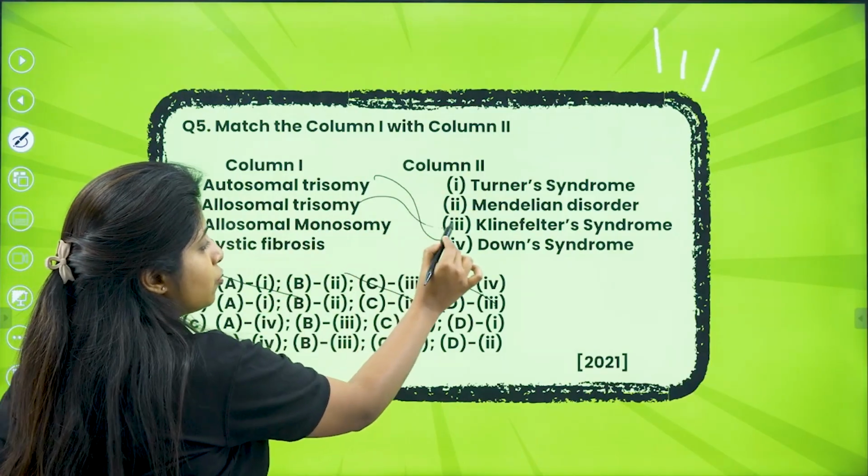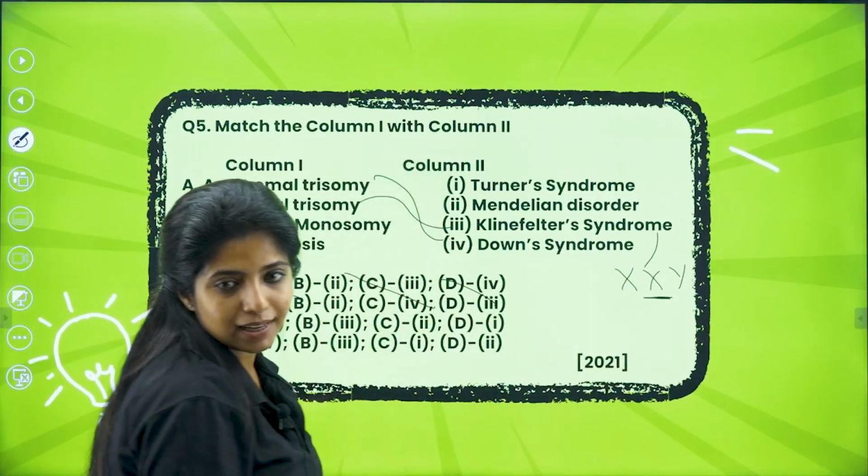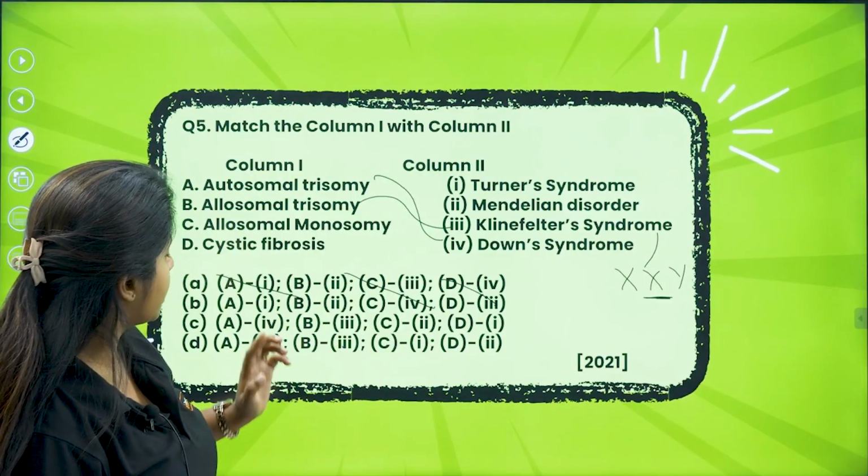It is Klinefelter syndrome, where instead of having XY, you have XXY. There is an extra X chromosome. This is known as allosomal trisomy. So, B goes with 3. B goes with 3.